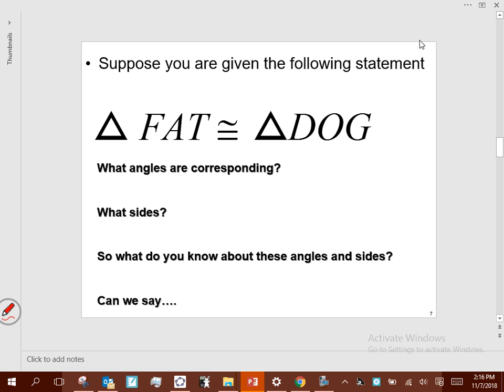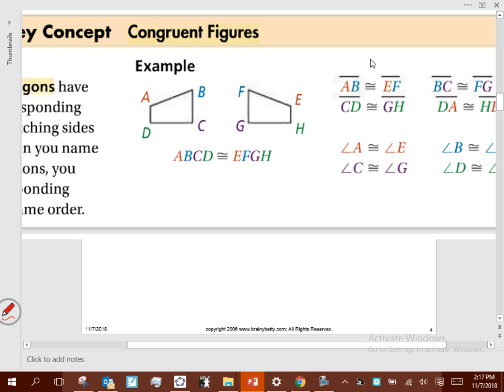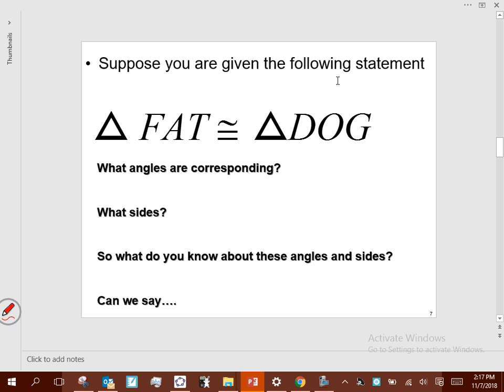What's another word for matching position? Starts with a C. Corresponding, okay? So you just told me that corresponding parts of those two congruent triangles are what? What was the conclusion you make about angle F and angle D? They're congruent, okay? So you just told me that corresponding parts of congruent triangles are congruent. Does that make sense?